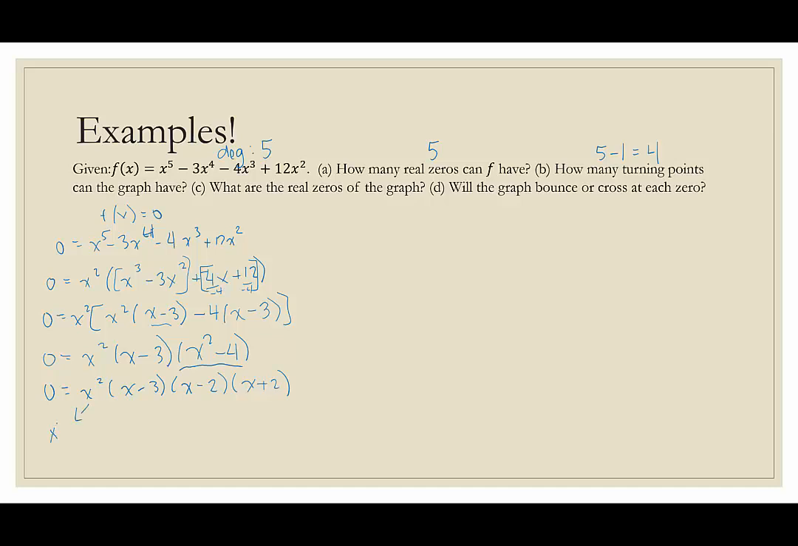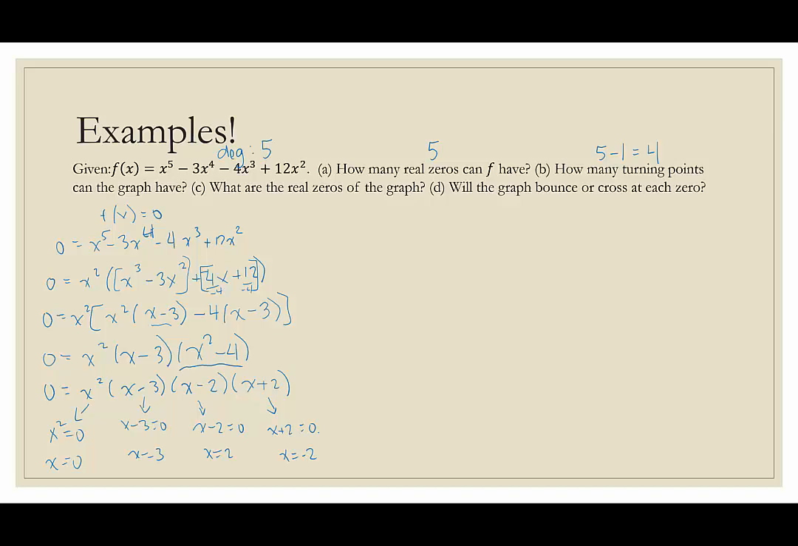So x squared equals 0. That means that x must be 0. You can take the square root of both sides, and you're going to find out that x has to be 0. If I set this one equal to 0, that would be x minus 3 equals 0. Therefore, x equals 3. If I set this factor equal to 0, that would be x minus 2 equals 0. We would get x equals 2. Here, x plus 2 is equal to 0. We would have x equals negative 2.